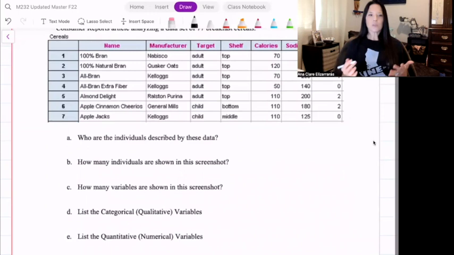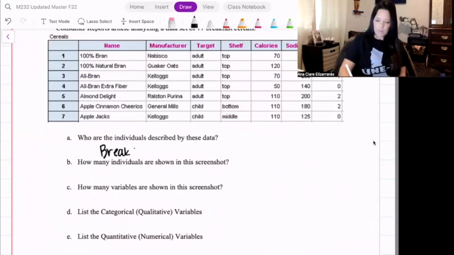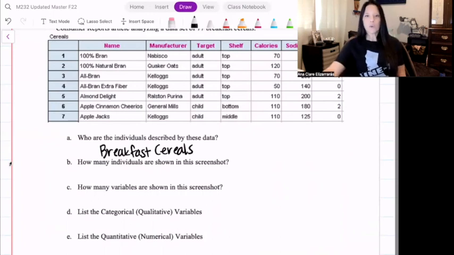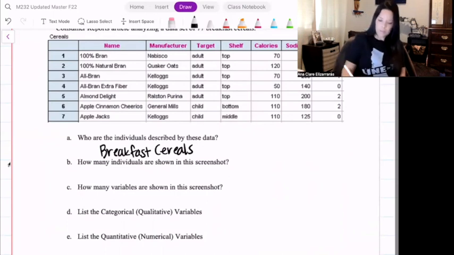The individuals that are described here, it's not actually an individual. I'm not talking about a person. I'm talking about cereals. So these are breakfast cereals. And even though we are told that there are 77 cereals in this data set, we're actually only working with the 7 that you see here. So it says how many individuals are shown in the screenshot. There's 7.